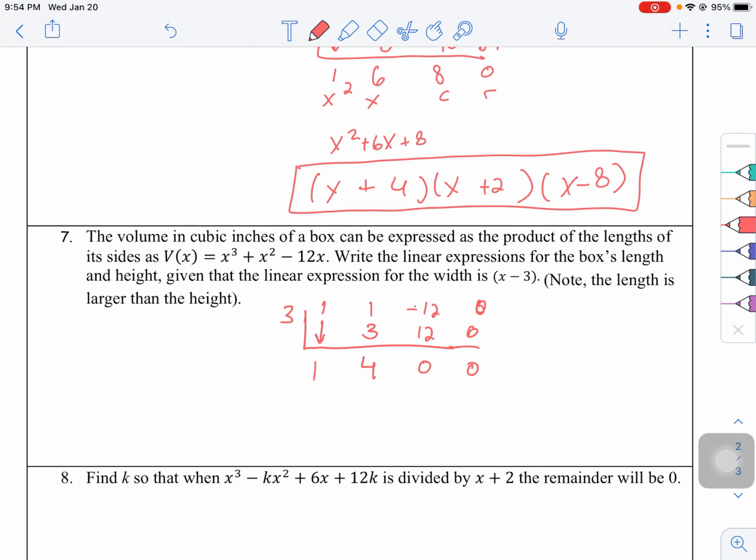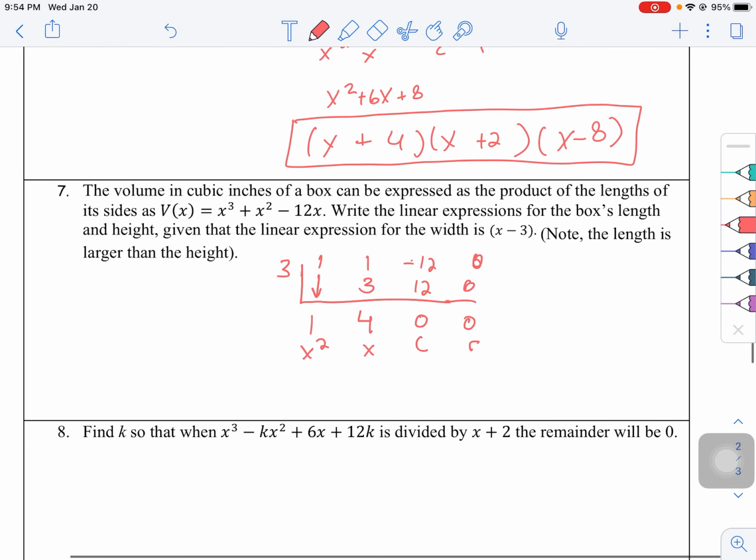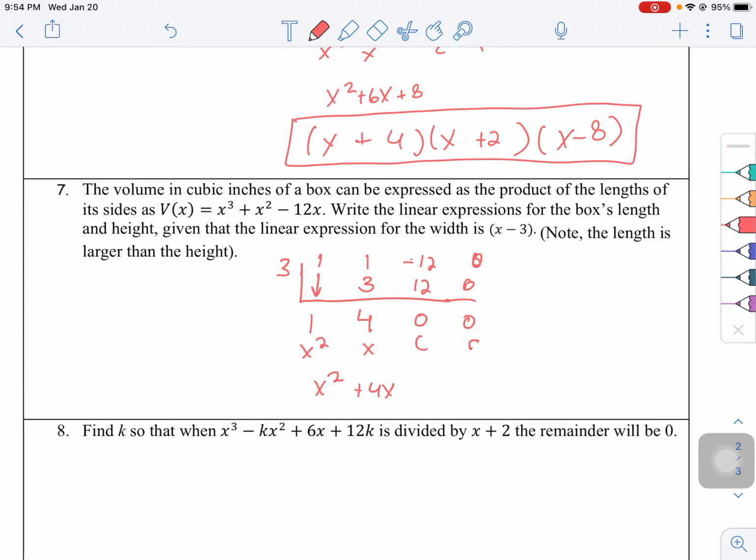0, 0, 0. So we have remainder, constant, x, and x squared. So that gives us x squared plus 4x. And then really it's just plus 0. So then the factors of this are x and x plus 4. It says write the linear expression for the box's length and height. So the length, since it's larger, is equal to x plus 4, and the height is equal to x, because x plus 4 is going to be bigger than x.